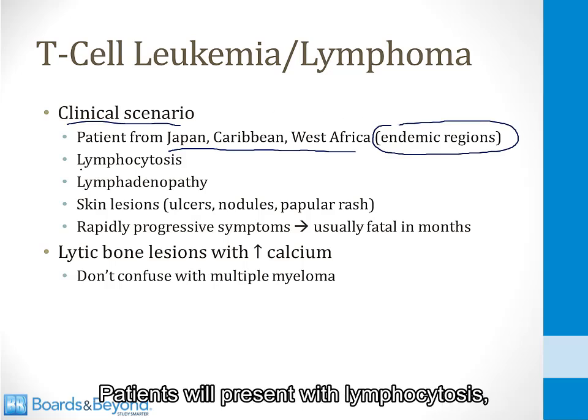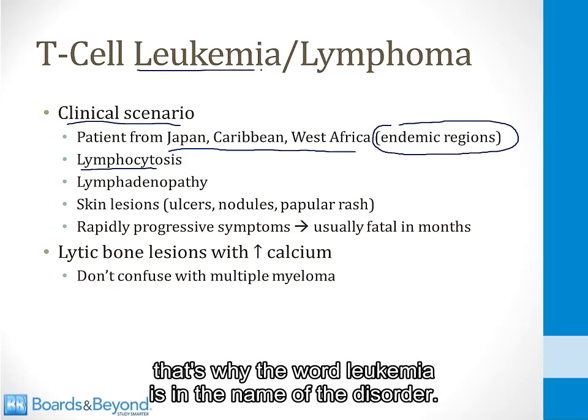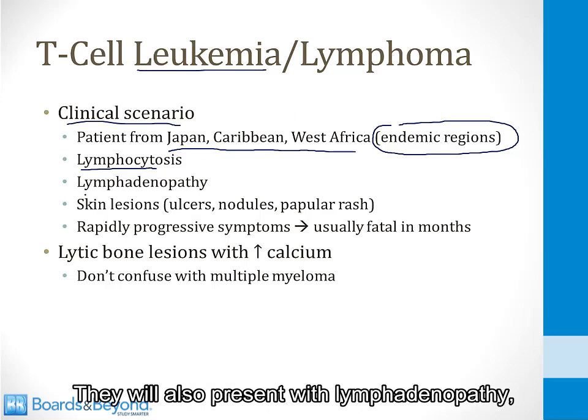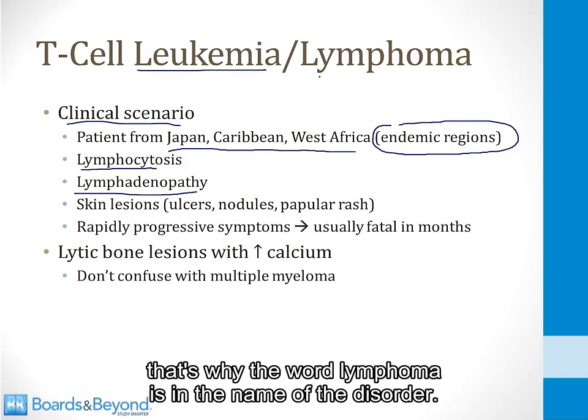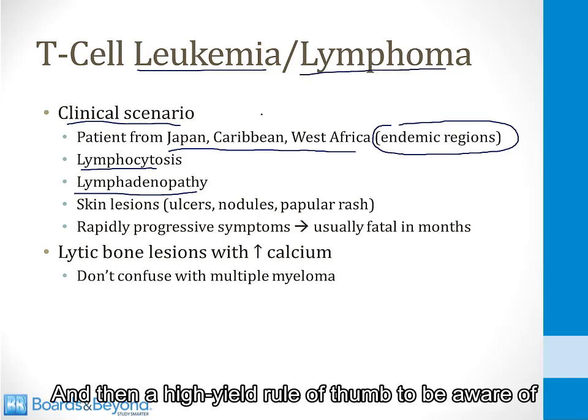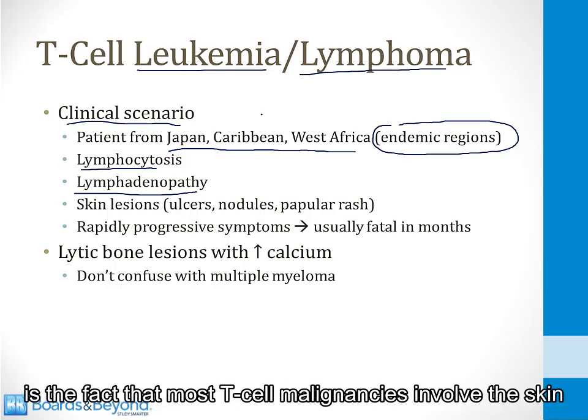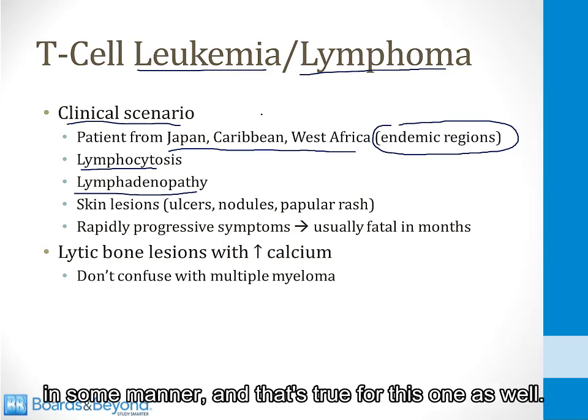Patients will present with a lymphocytosis. That's why the word leukemia is in the name of the disorder. They will also present with lymphadenopathy. That's why the word lymphoma is in the name of the disorder. And then a high-yield rule of thumb to be aware of is the fact that most T-cell malignancies involve the skin in some manner, and that's true for this one as well.